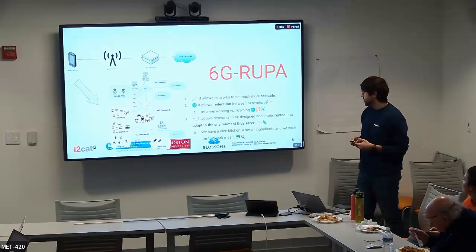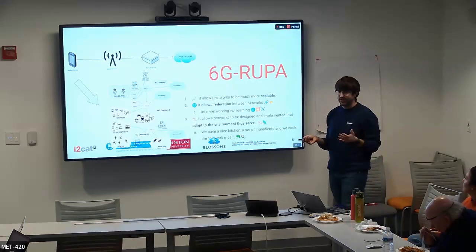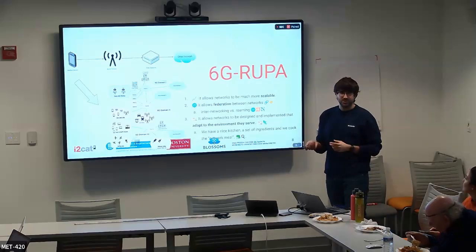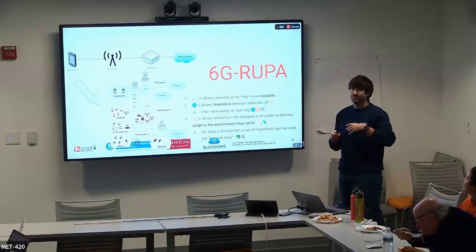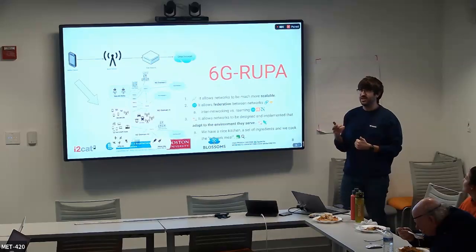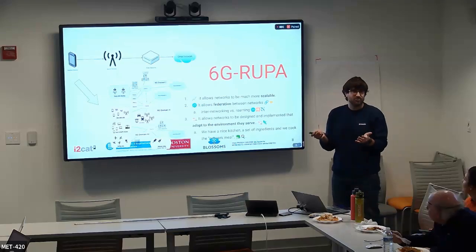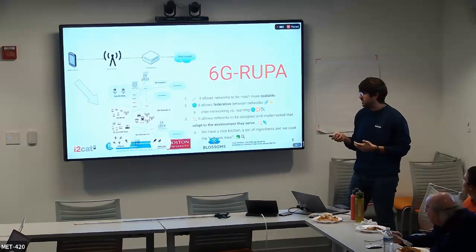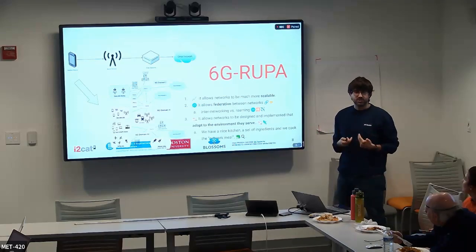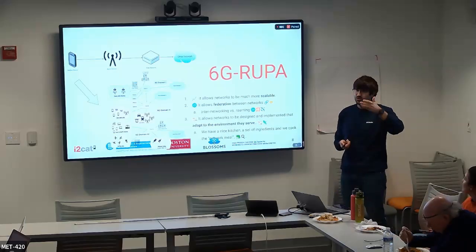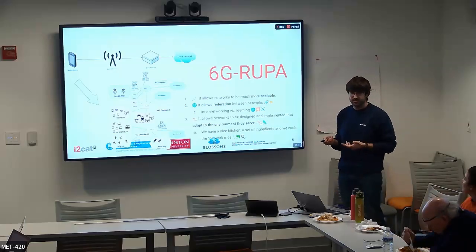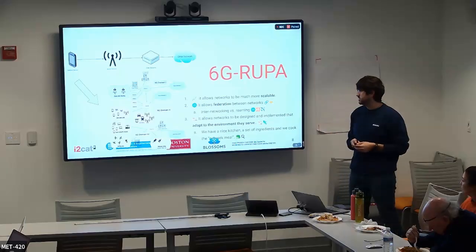Imagine that you have a kitchen, with your kitchen tools and your ingredients. If it's winter, maybe you would like a warm dish, and if it's summer, you would like a cold dish, right? So you have the tools to build your network the way you want. With 3G, 4G and 5G, you just take the specification and apply it. You don't have this flexibility. 6G-RUPA provides you with flexibility.